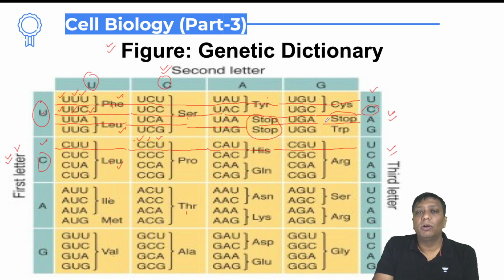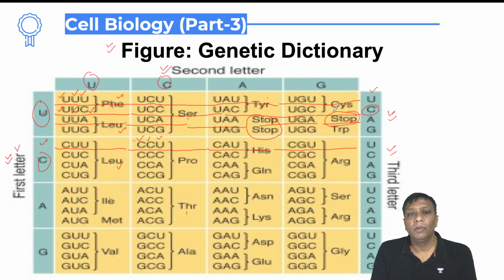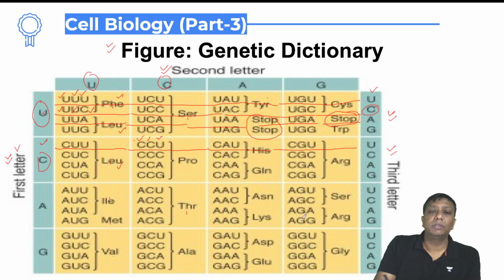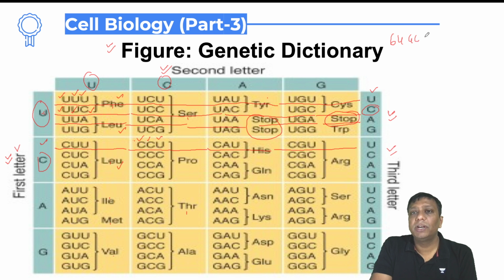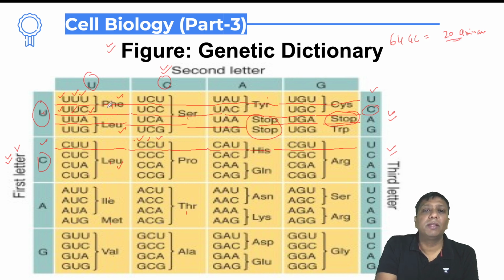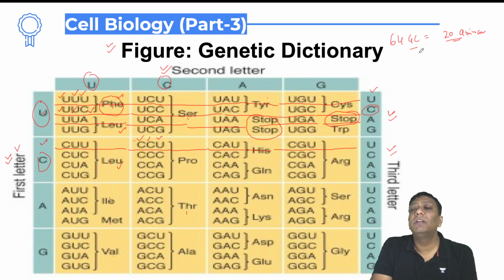See, stop codon. Stop codons are not responsible for the synthesis of any protein. Stop codons are not responsible for the formation of any protein. So these 64 genetic codes, as I explained, represent 20 amino acids. How? It is very simple, guys. One amino acid, just like phenylalanine, may have one or more than one genetic code.